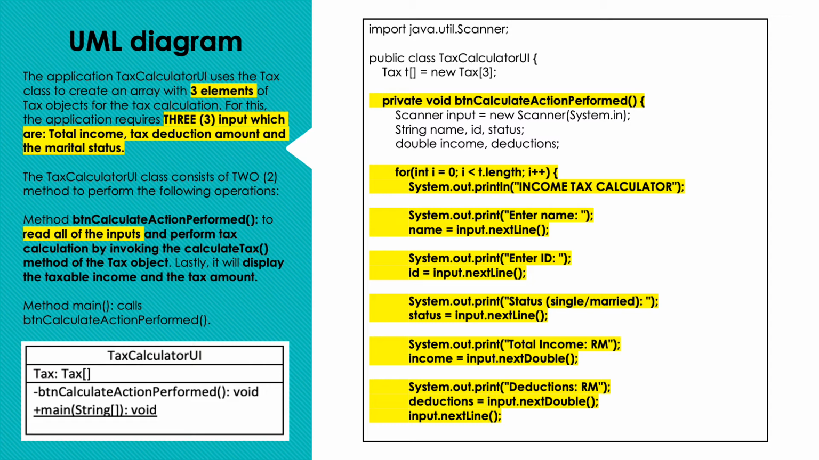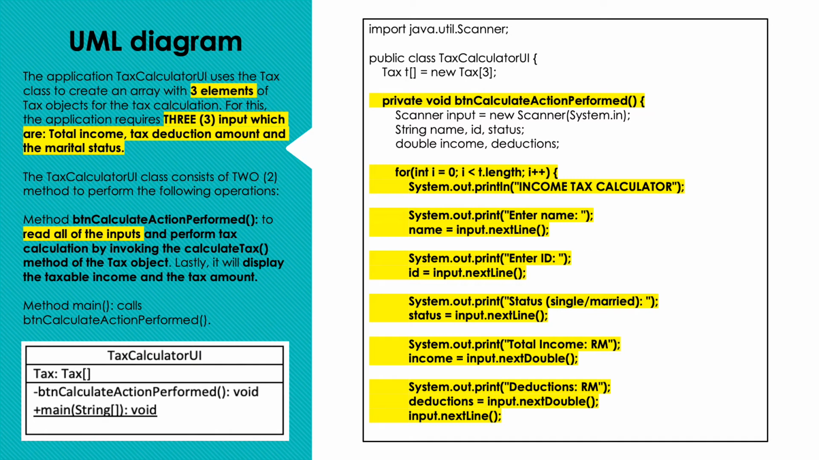So we have our System.out.println. It will print out income tax calculator, and then another System.out.print where it asks the user to enter the name. When the user enters the name, we would save it inside a variable. So this is a local variable that we call name. So we have name equal input.nextLine. Remember that you need to have your Scanner input equal to new Scanner(System.in). And because you want to use your scanner, you have to write your import. So we have import java.util.Scanner.